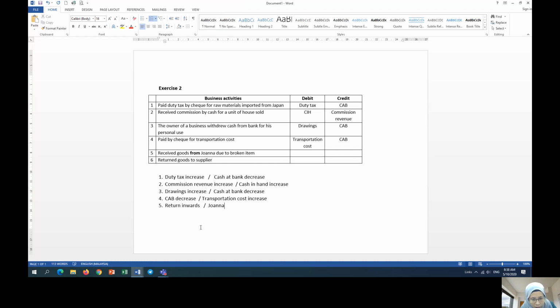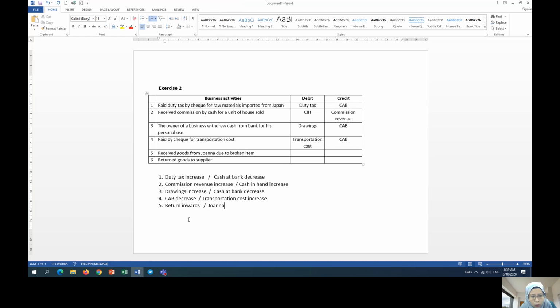Okay, masih ingat lagi tak dengan topik sales document yang kita belajar sebelum ni? So what is the sales document that is used in these 5 business activities? Okay, kita gunakan credit note. Okay, so credit note is the sales document. Alright, so back to the discussion.